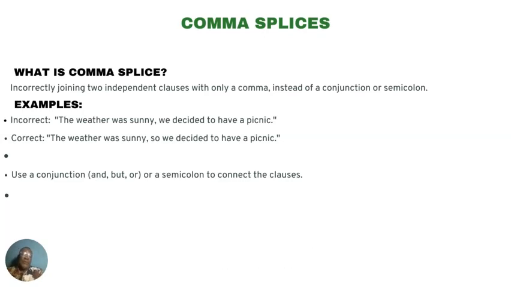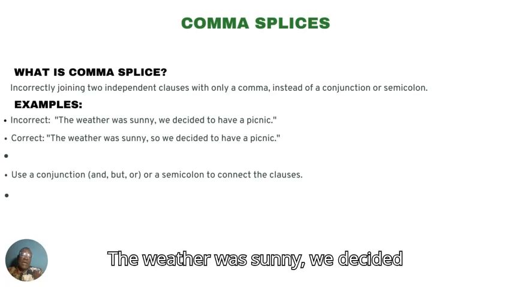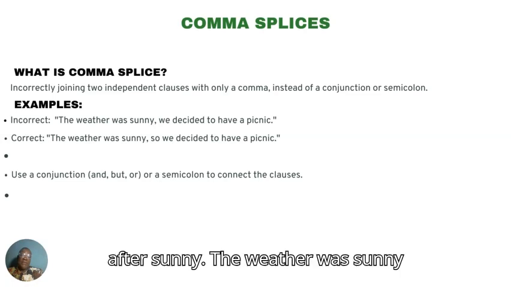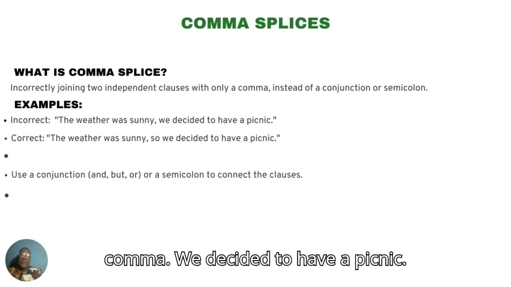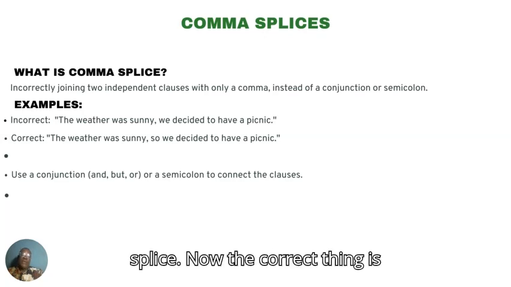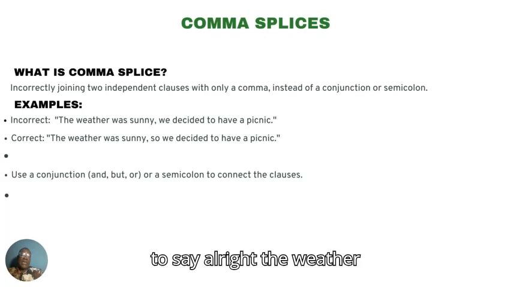For example, the weather was sunny. We decided to have a picnic. There is a comma after sunny. The weather was sunny, comma. We decided to have a picnic. This is a grammar error and it is called a comma splice. Now, the correct thing is to say or write, the weather was sunny, so we decided to have a picnic.